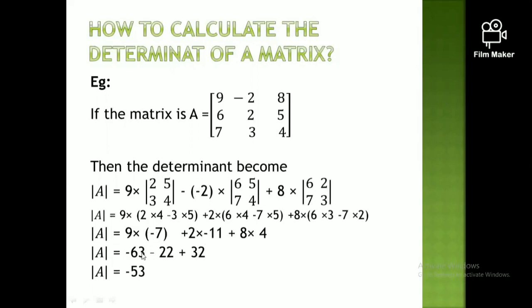9 into minus 7 is minus 63. 2 into minus 11 is minus 22. 8 into 4 is 32. Right. If you work it out, you will obtain the answer as minus 53, where the modulus of A becomes minus 53. Right. So this is the way of calculating the modulus of a matrix of order 3 by 3. The same technique can be used to find the determinant of a matrix of size 4 by 4 or 5 by 5. Those are much more advanced concepts.